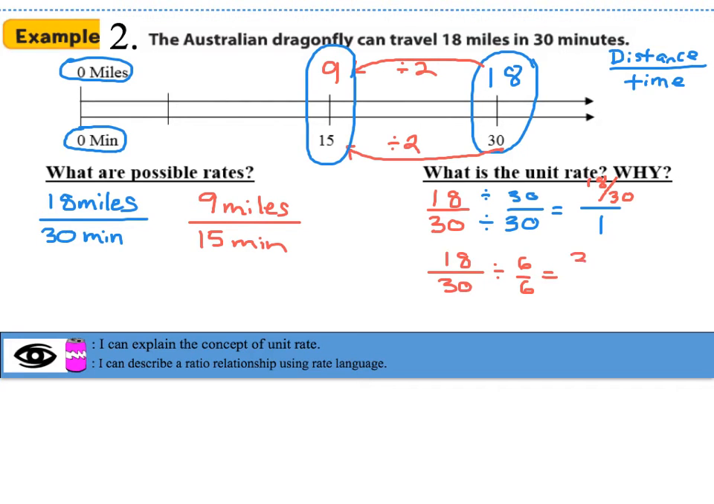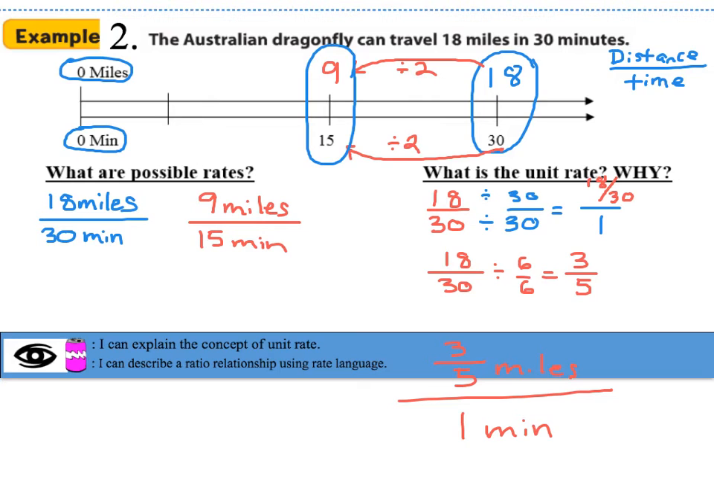So that would be 3 over 5. So my unit rate would be 3/5 miles over 1 minute. Or 3/5 is the same as 0.6 miles over 1 minute. You can write it as a fraction or a decimal.